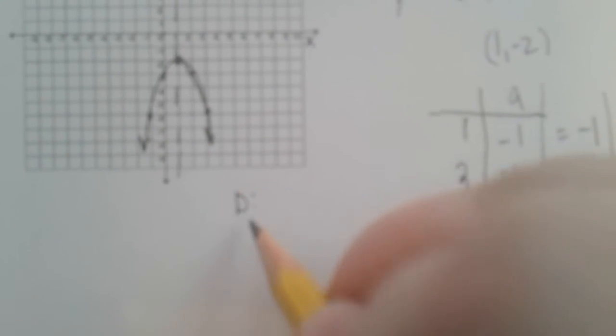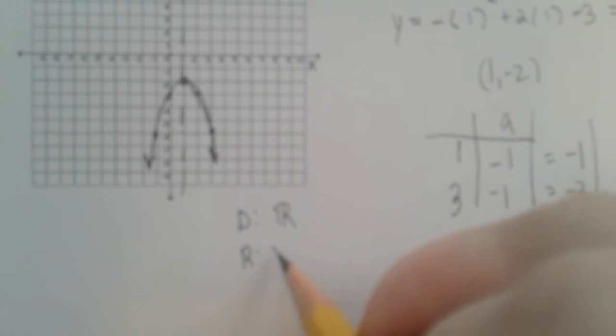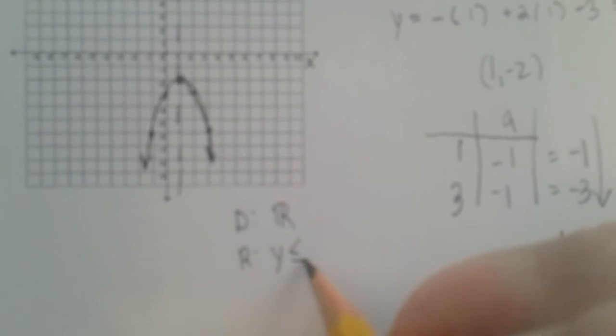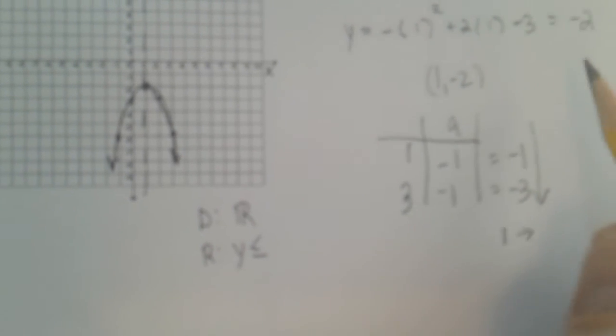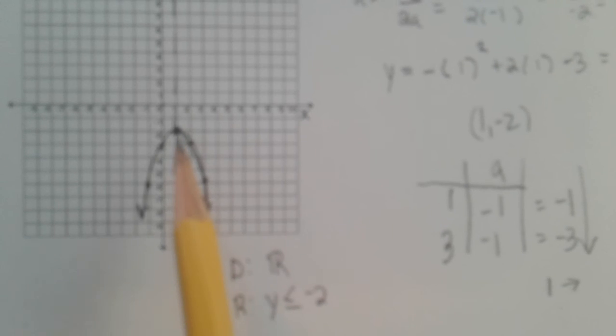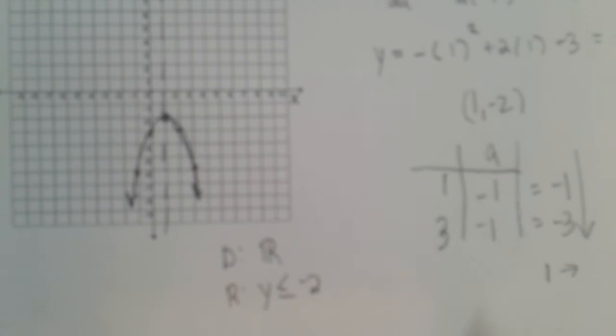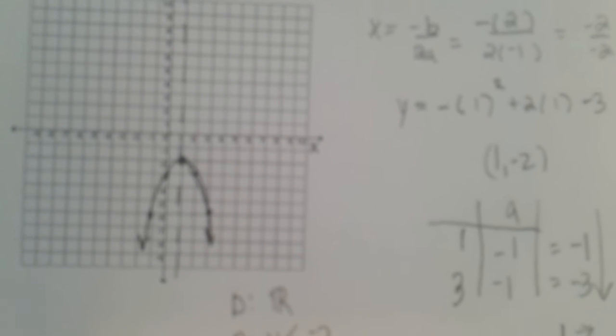So we do the domain. I'm going to do a D and an R for domain and range. We know the domain is all real numbers. Here, this opens down, so y is going to be less than or equal to the y coordinate on my vertex, which is negative 2. Because negative 2 is the greatest y value you're going to get. The curve's going to go down. All the other points are going to be below. Okay, there's our last example.